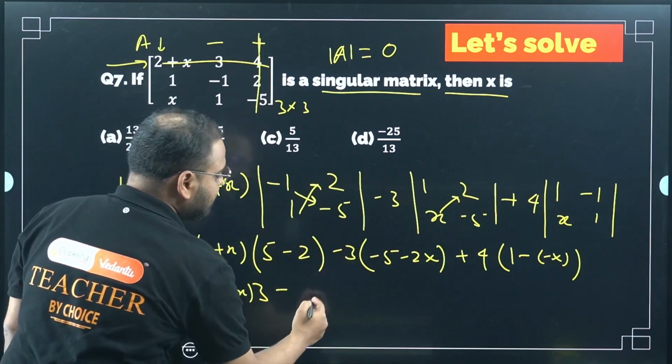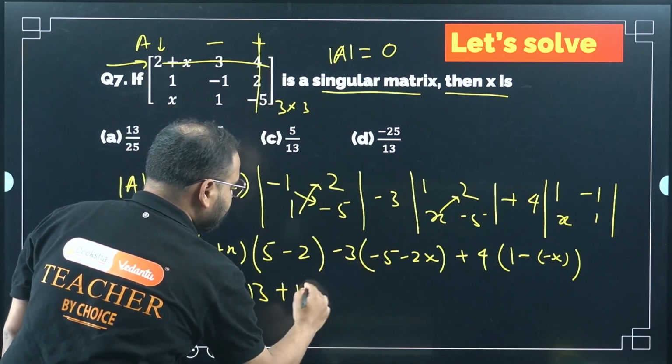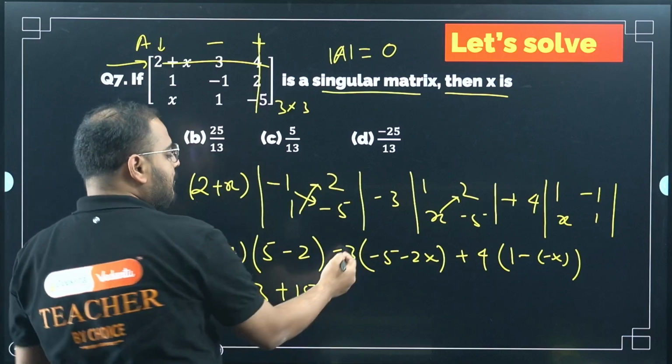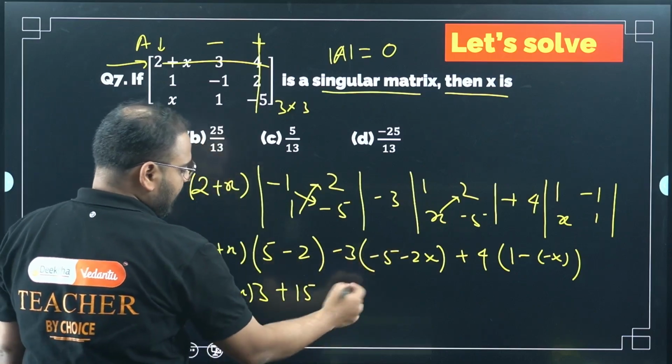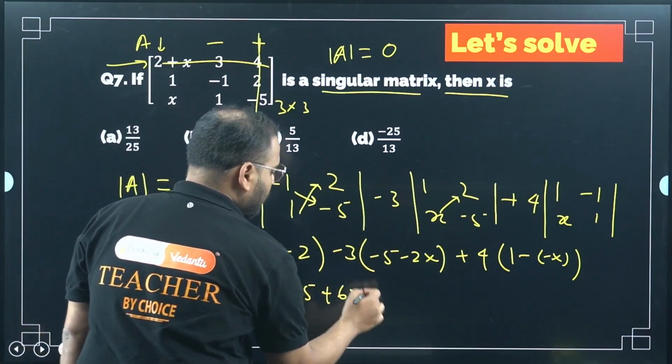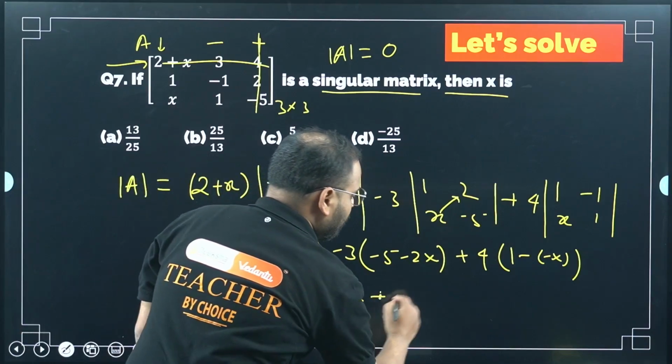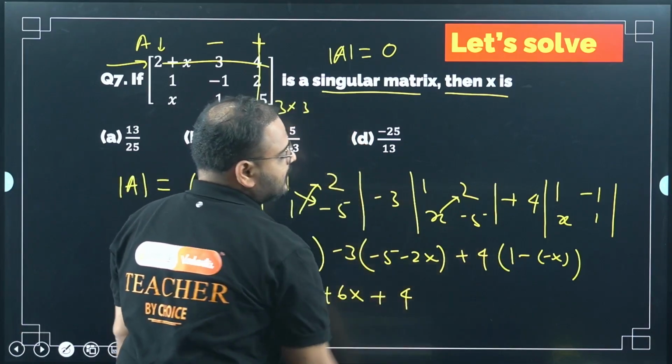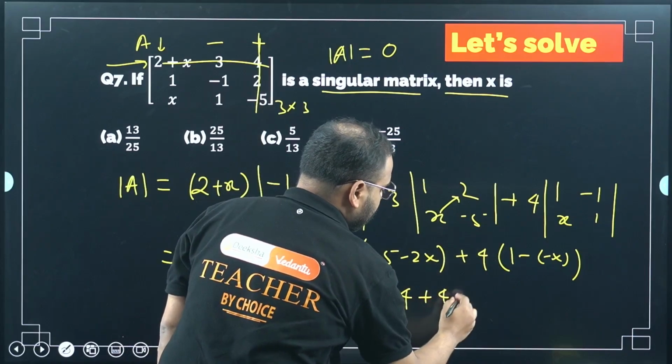Minus 3 times minus 5 is plus 15. Minus 3 times plus 2x will be plus 6x. This will be plus 4. 4 times 1 is plus 4, and this plus x, so plus 4x.